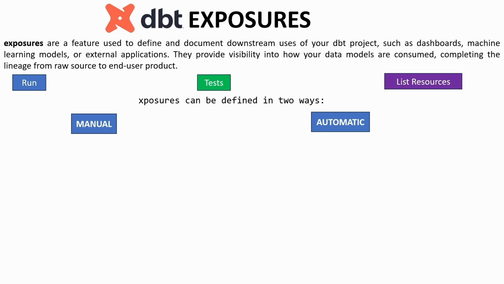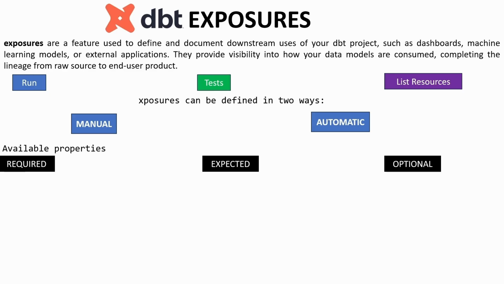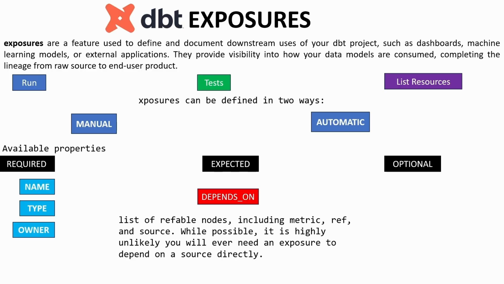If we talk about available properties, I had divided them into three parts: required, expected, and optional. If we talk about required properties, the properties are name, type, and owner, and the expected property is depends on. So depends on is a list of referable nodes including metric, reference, and sources. While possible, it is highly unlikely you will ever need an exposure to depend on a source directly.